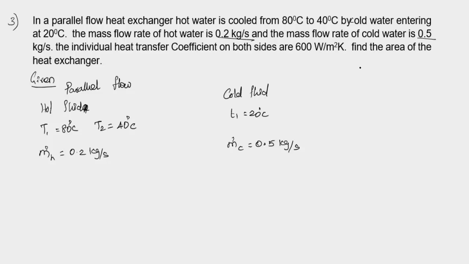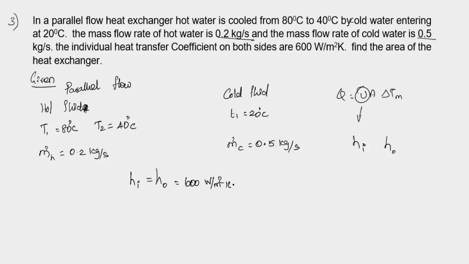In the problem, to find the Q value, you have to find UA del Tm, so the U value is required. The overall heat transfer coefficient U is not given directly. Instead, they are giving the individual heat transfer coefficients on both sides, that is, the heat transfer coefficient inside and the heat transfer coefficient outside. So write down: heat transfer coefficient inside is equal to heat transfer coefficient outside is equal to 600 watt per meter squared Kelvin. These are all the data given in the problem.